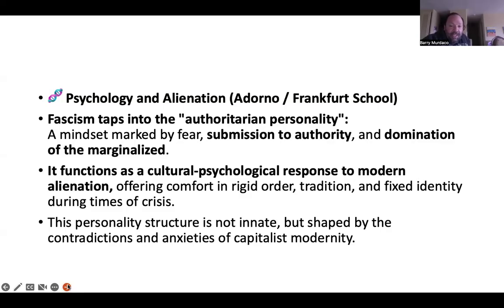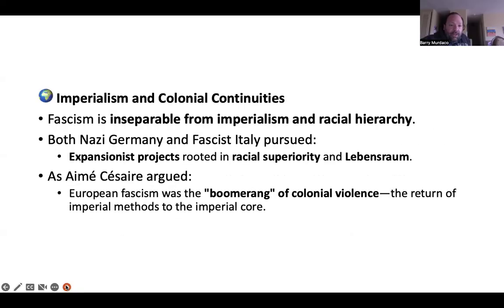The personality structure is not innate, but shaped by the contradictions and anxiety of capitalist modernity. Again, Adorno and others would also point to child rearing as well, of course another key Freudian theme. How you're raised by your parents obviously plays a big role in the later development of this kind of personality type. And then finally, and then we'll start to move on from this, I don't want to spend too much time on it. These are very interesting topics, but there's a lot to talk about.